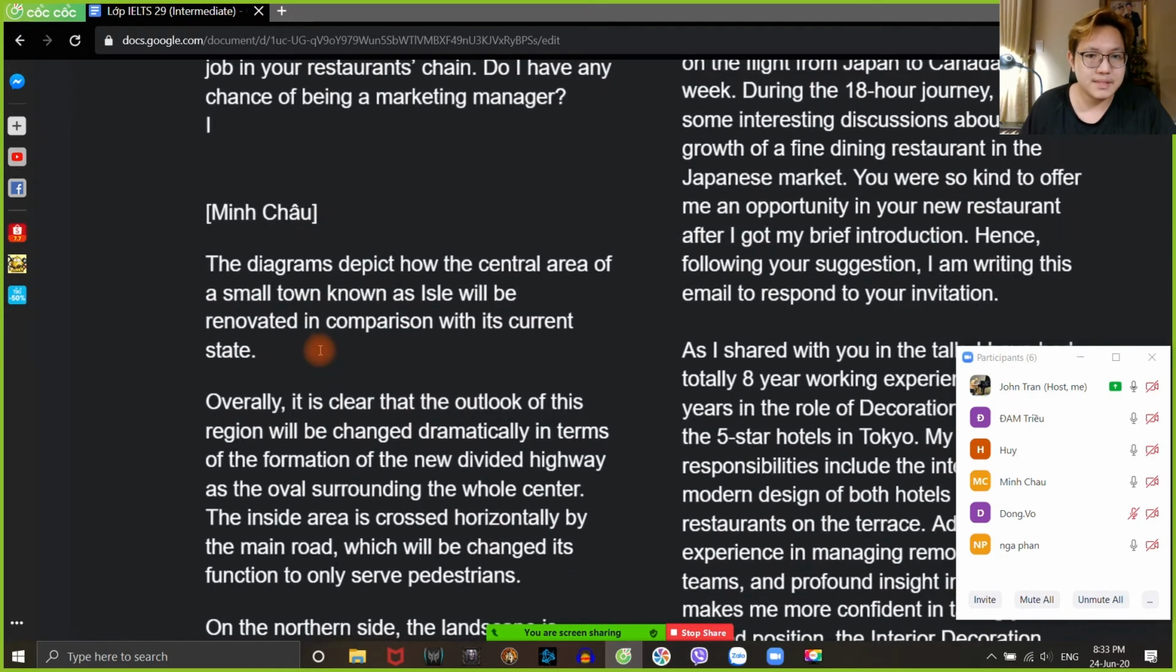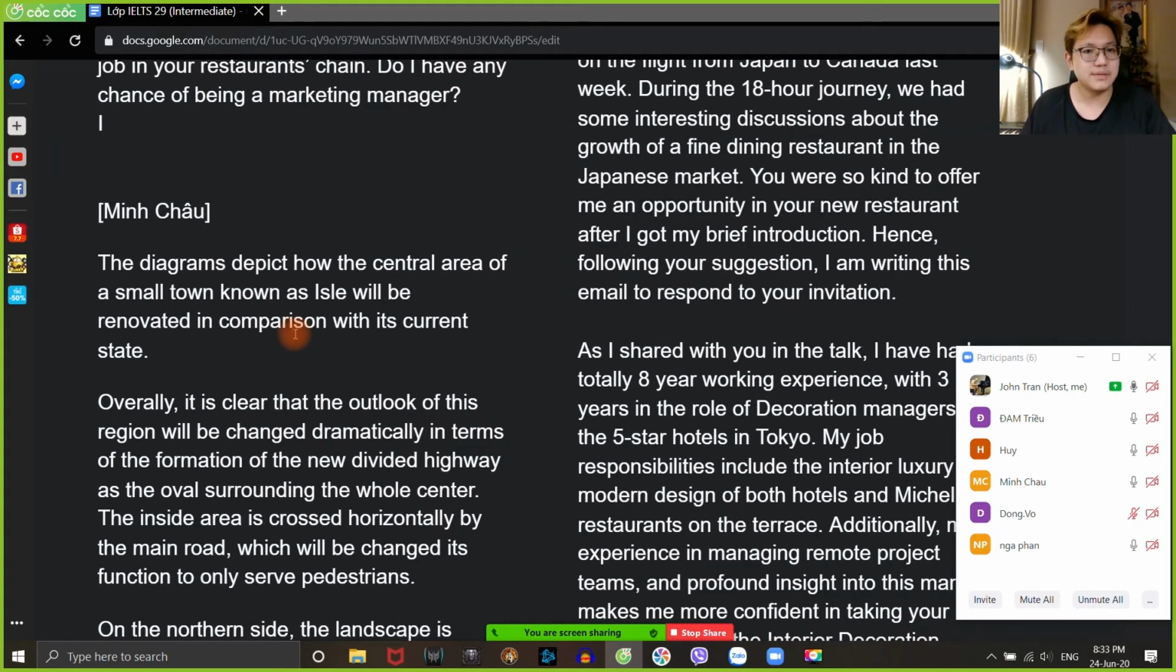The diagram depicts how the central area of a small town known as what? IELTS? Đừng có đổi tên theo người ta chứ. Dạ, em xin lỗi. Okay.